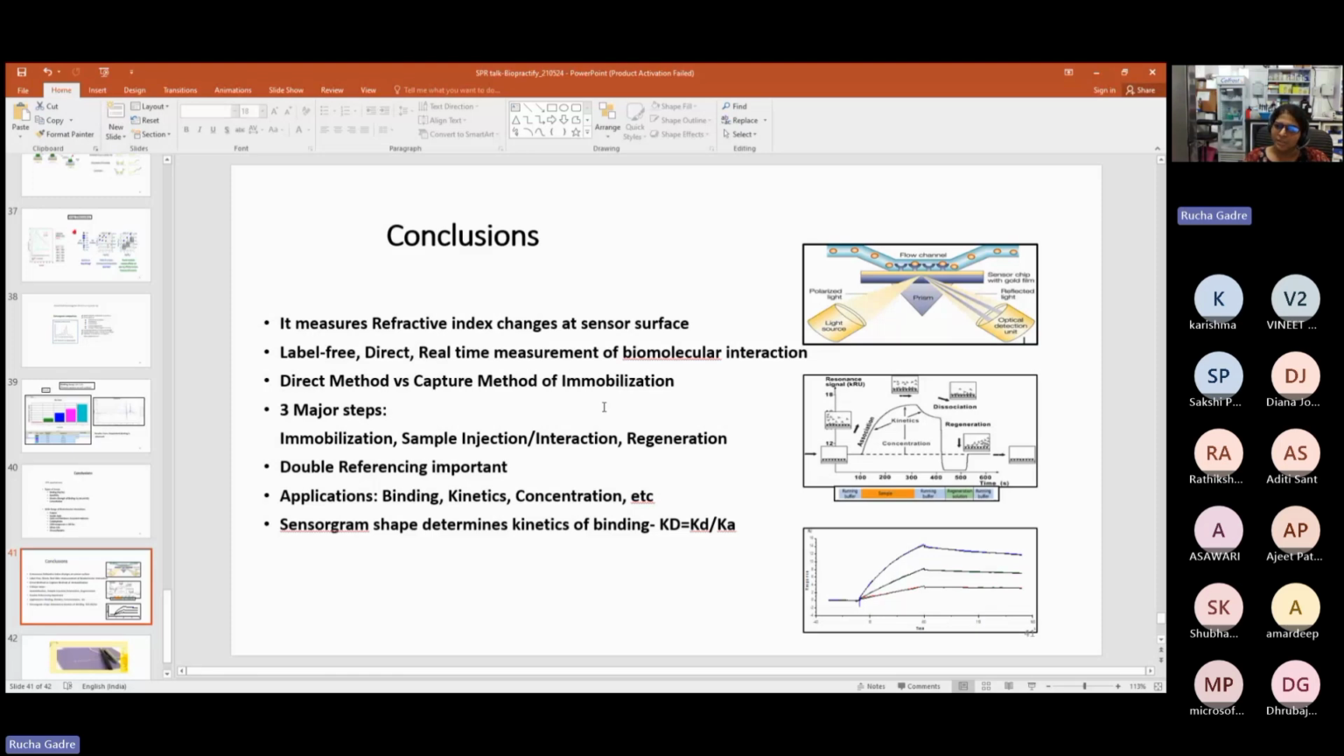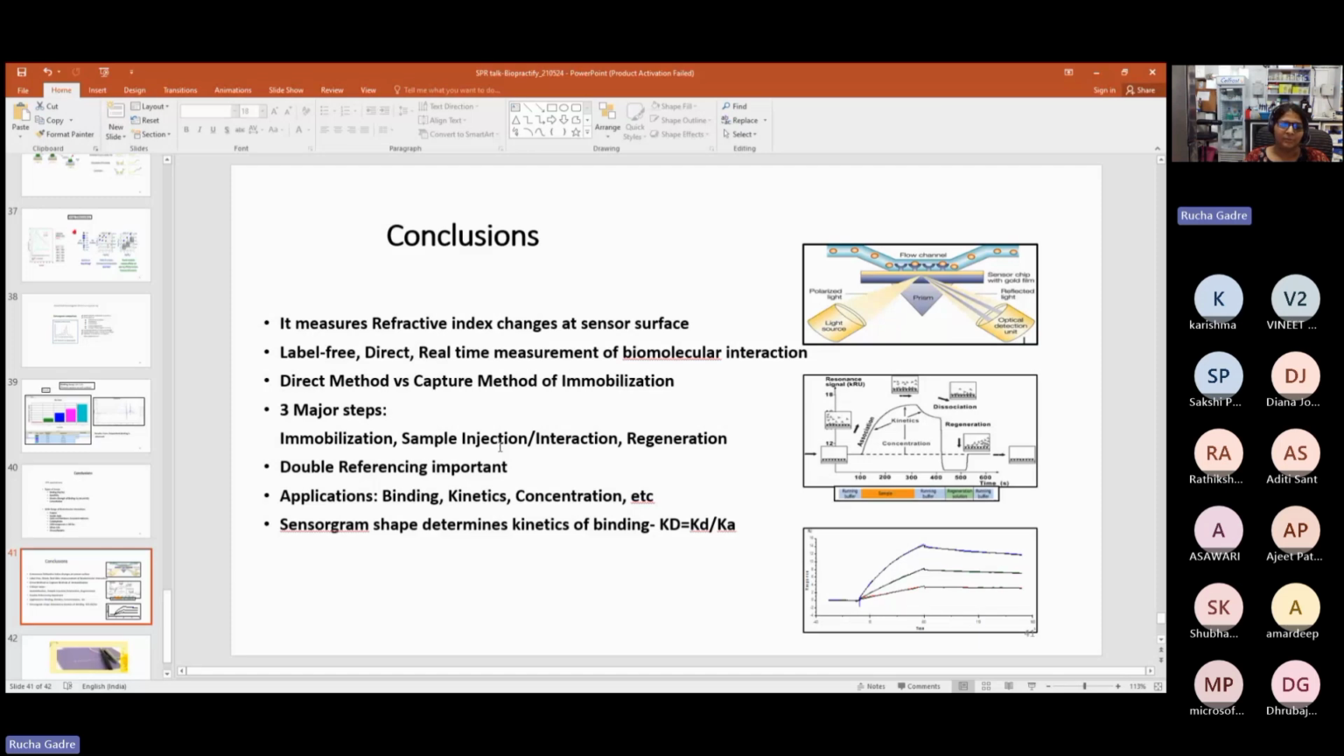The second step is sample injection, in which we have to optimize what concentration of the sample, what the flow rate should be, what the time should be, and what the dissociation time should be. After all this optimization, we pass the sample. We also need to check the regeneration conditions and consider what buffer we are going to use for our sample. And we need to do referencing also.